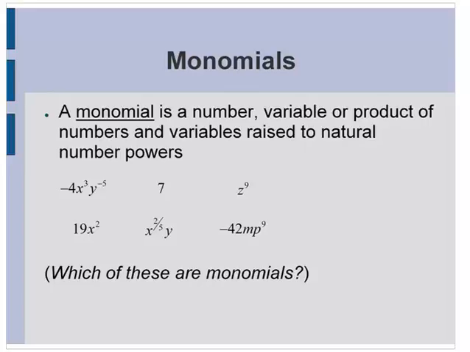monomials. A monomial is a number, variable, or a product of numbers and variables raised to natural number powers. So remember that natural numbers were the set containing 1, 2, 3, etc. Those were the natural numbers.